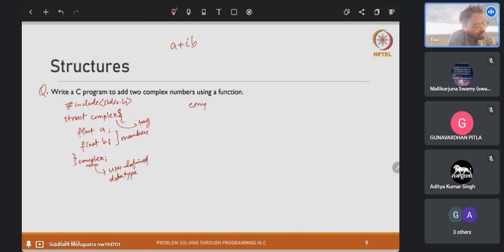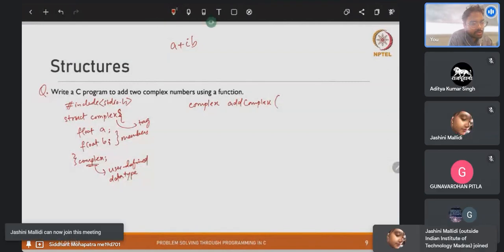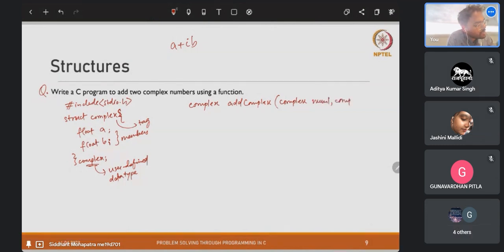It returns what? It returns a complex, meaning a structure with two floating point members. So it returns complex. Let me say add complex. This is my function name, and I take two different complex numbers as input, say complex num1 and complex num2. Okay, now let us write the function.